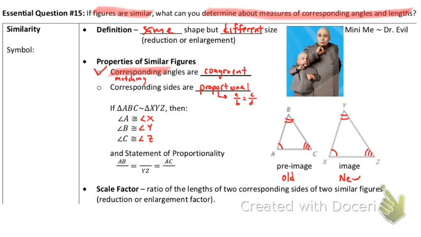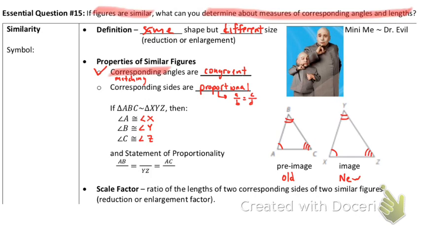Okay? The second property is the corresponding sides are proportional. So that means we can take the matching sides and put them in fraction form. Since we don't know the measures, we're going to write just their notation for distance. For example, AB matches with XY. If we look into the drawing, AB matches with XY. So let's color code this a little bit.